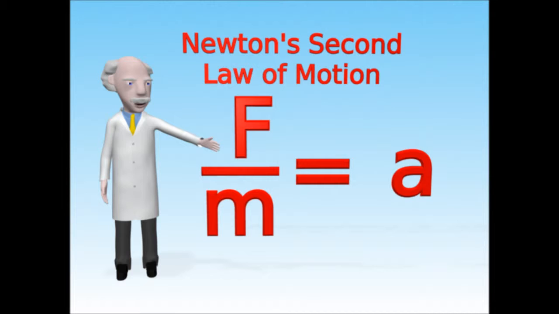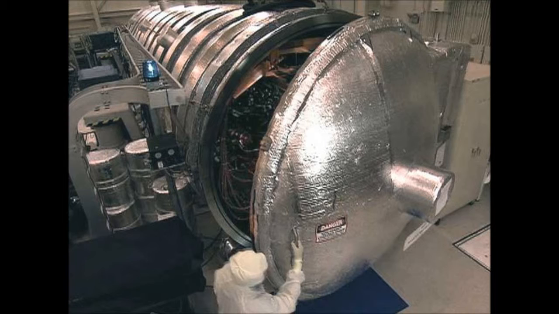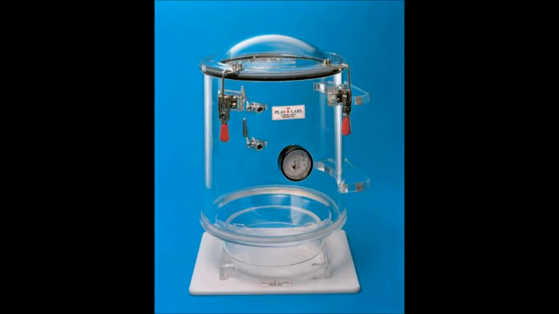In practice, the above is only true if air resistance is neglected. These kinds of experiments, where there is no air resistance, can only be performed in a vacuum chamber. A vacuum chamber is a rigid enclosure from which air and other gases are removed by a vacuum pump. This results in a low-pressure environment within the chamber, commonly referred to as a vacuum.